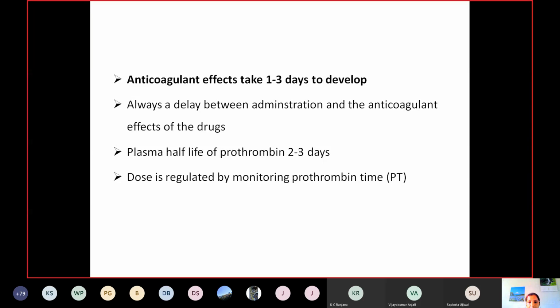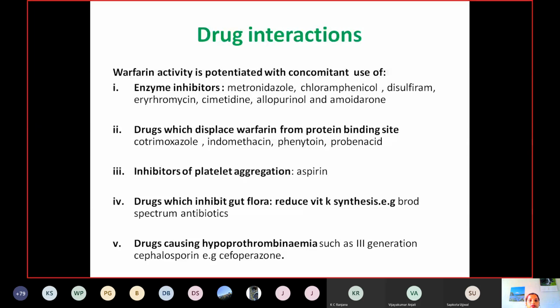So these things are very important, okay? Now, the drug interaction: warfarin has various drug interactions. It can interact with various other drugs. So you should be very cautious while prescribing warfarin. You should ask the history of the patient, okay? Whether the patient is taking any other medication or not, and which type of medication he is taking.